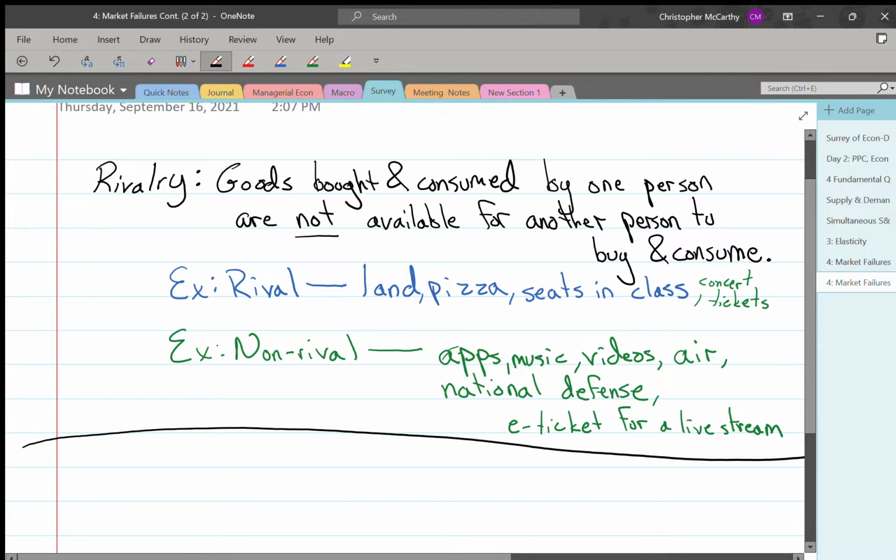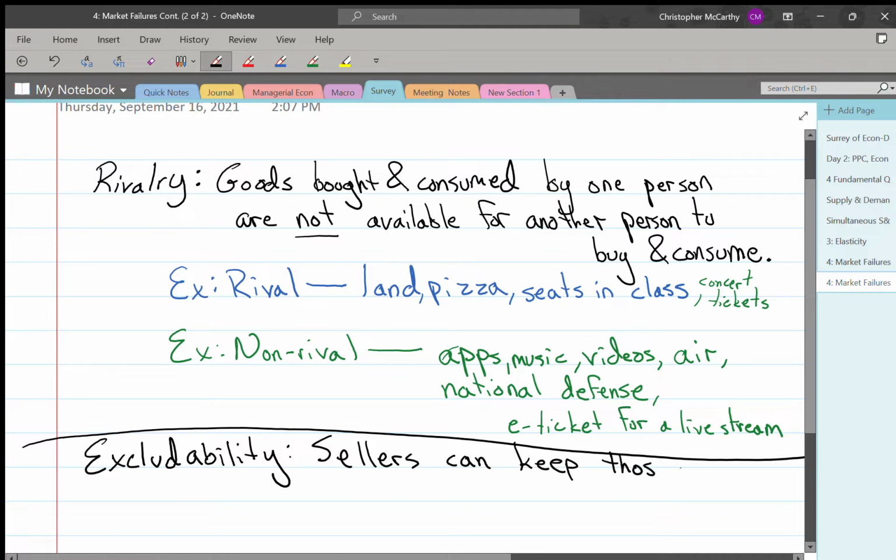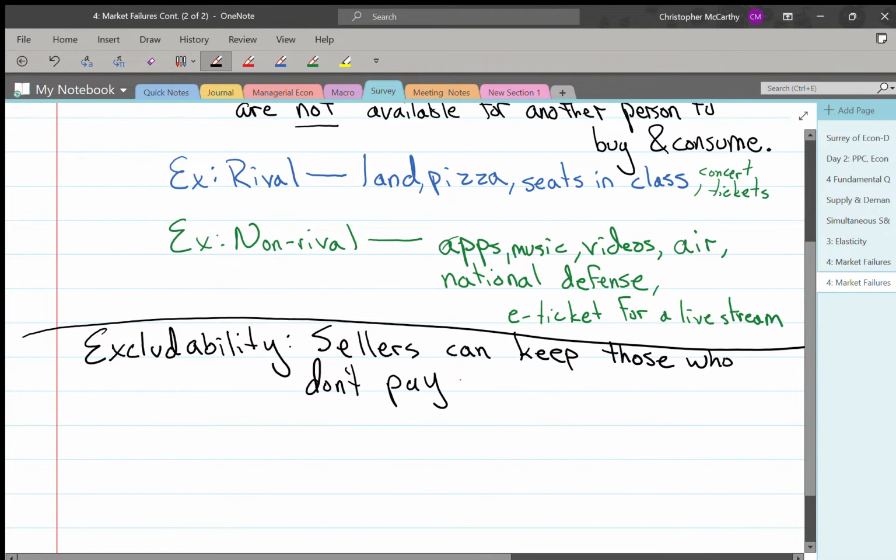So the other definition that we have to learn is excludability. And so this is the notion that sellers can keep those who don't pay for a good from obtaining its benefits.